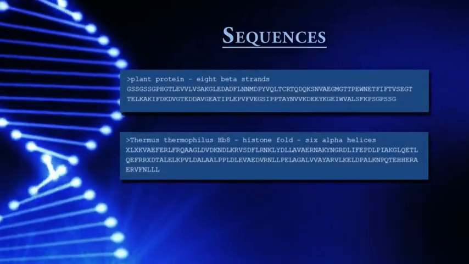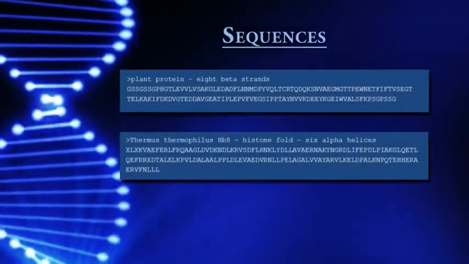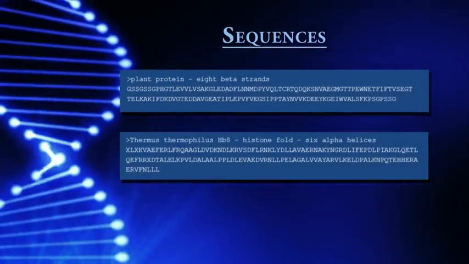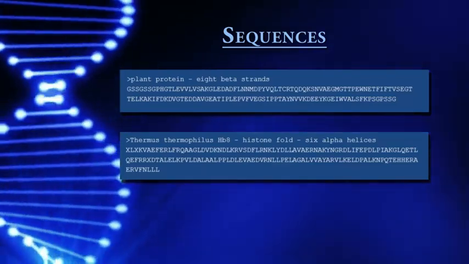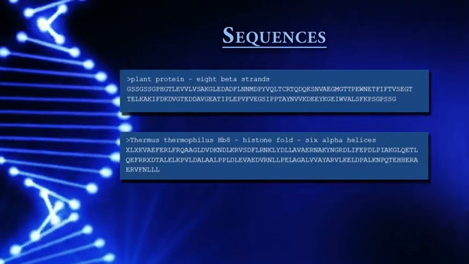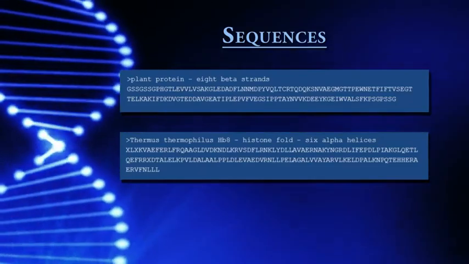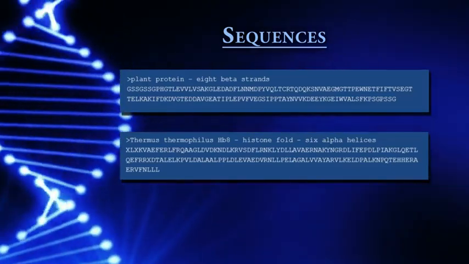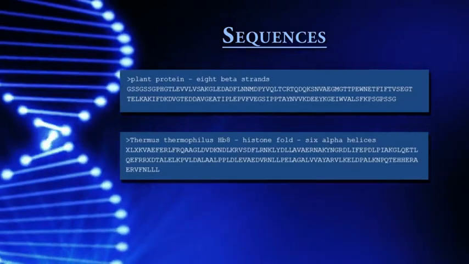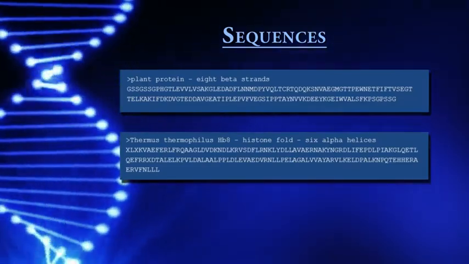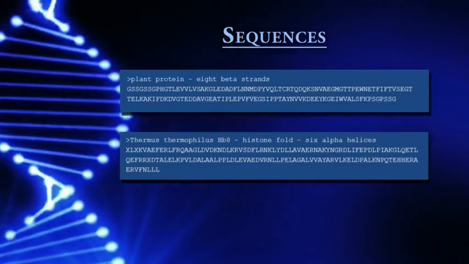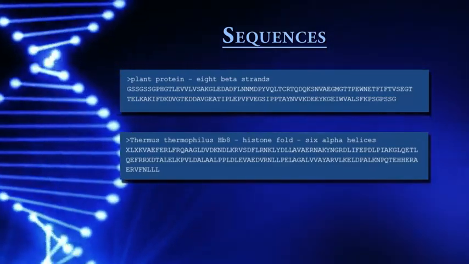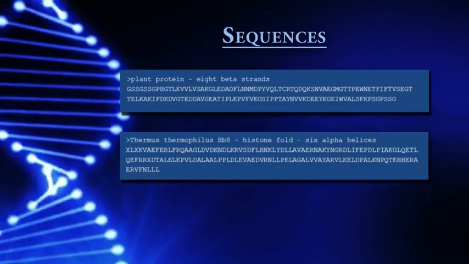Okay, so here are the sequences that we'll be using to basically test the algorithms. We're cheating a little bit. The typical goal of a secondary structure prediction is to take a completely unknown protein and predict where the secondary structure is, where the alpha helices are, where the beta strands are. However, we're going to test the algorithms. We're going to use two different proteins. The plant protein is known to have 8 beta strands. And the second protein is a protein that contains what is called the histone fold, a very common fold in nature, and it's known to have 6 alpha helices.